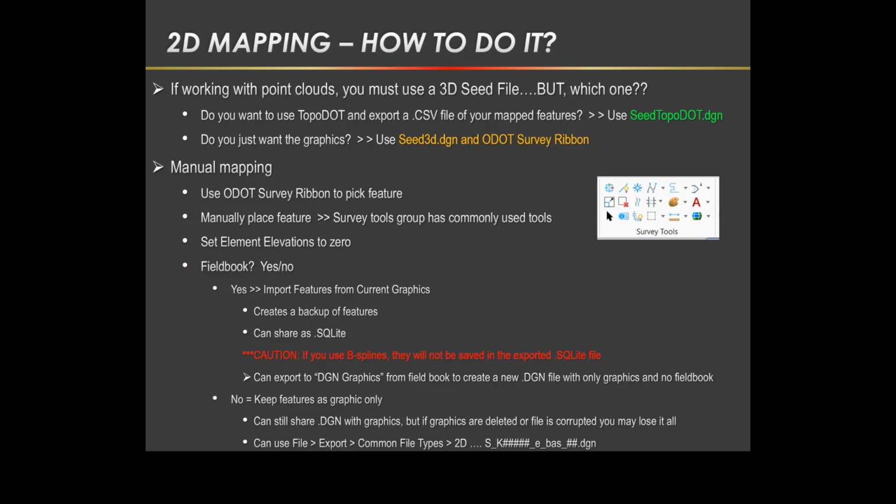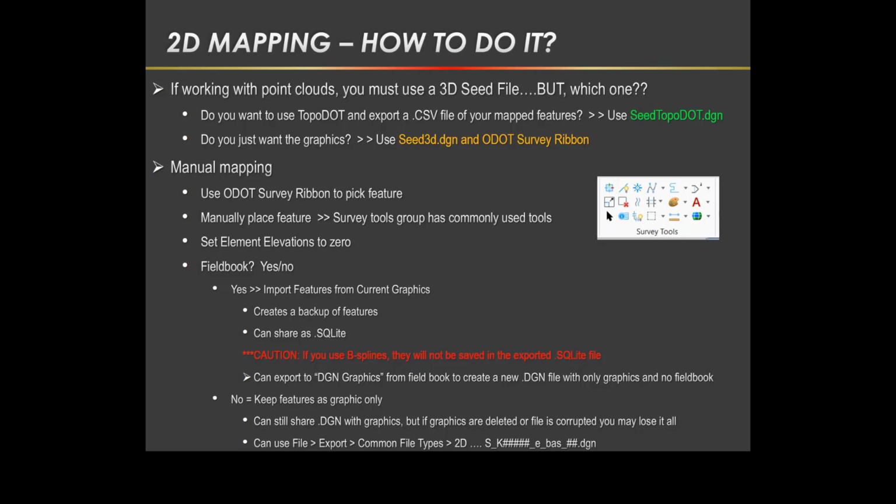And I'm kind of considering this method more of what I would consider manual mapping. It's often how we did things back in V8i before we had TopoDOT. And I'm going to do a demonstration of both this manual mapping method and the TopoDOT method. So with manual mapping, you again will use your ODOT survey ribbon to pick your feature.